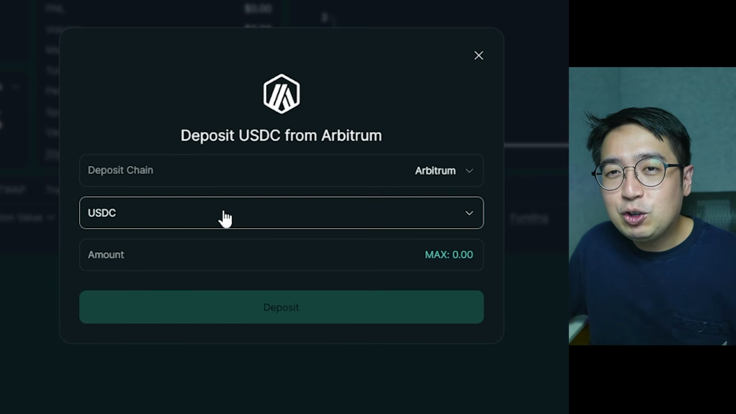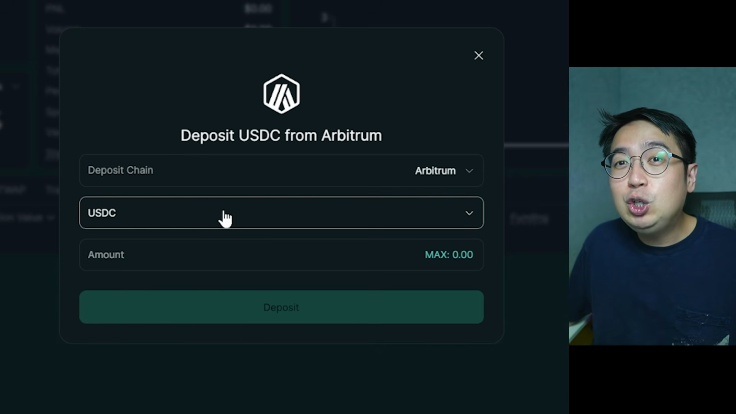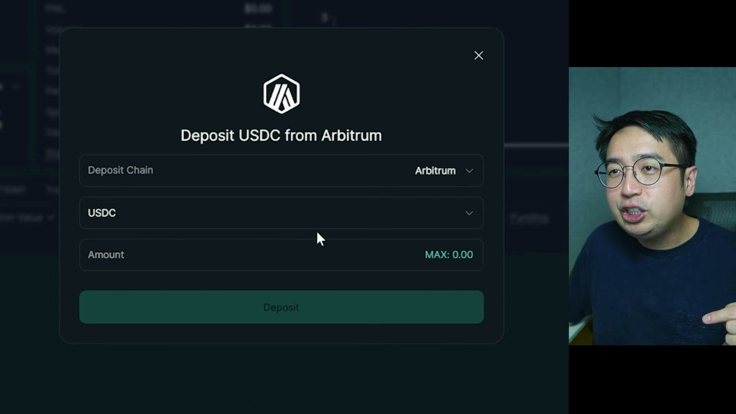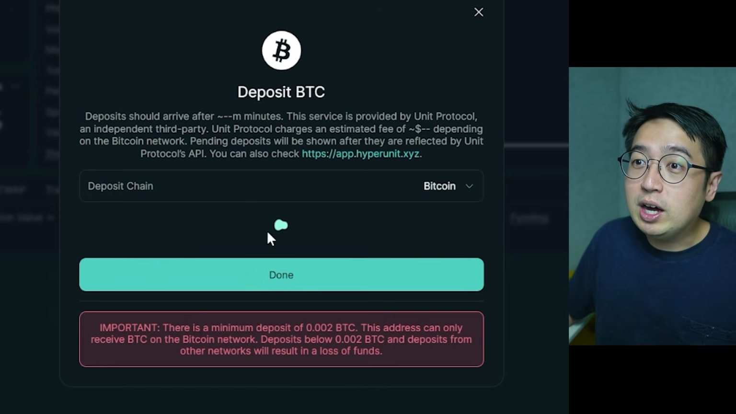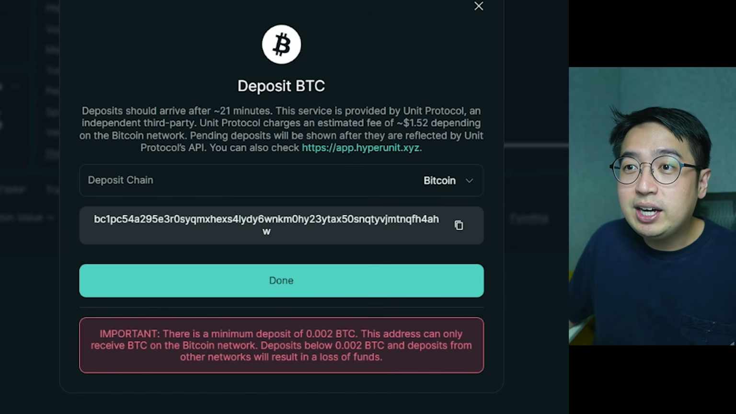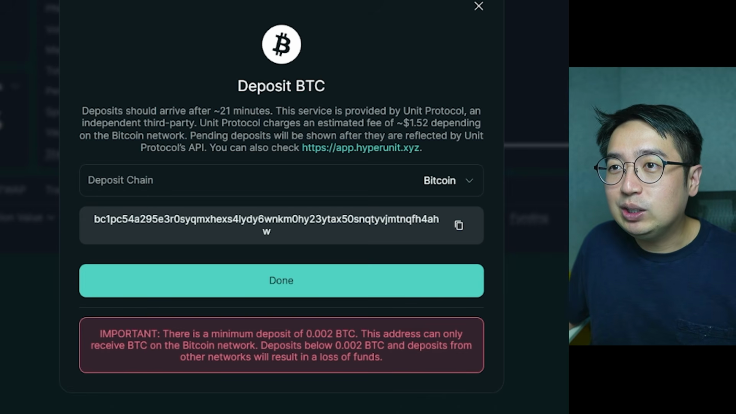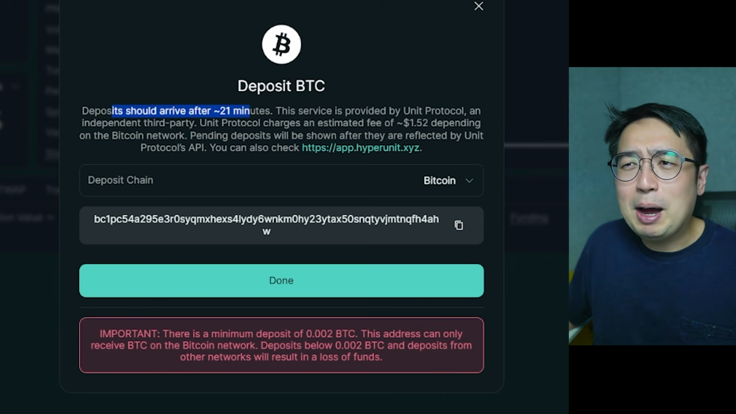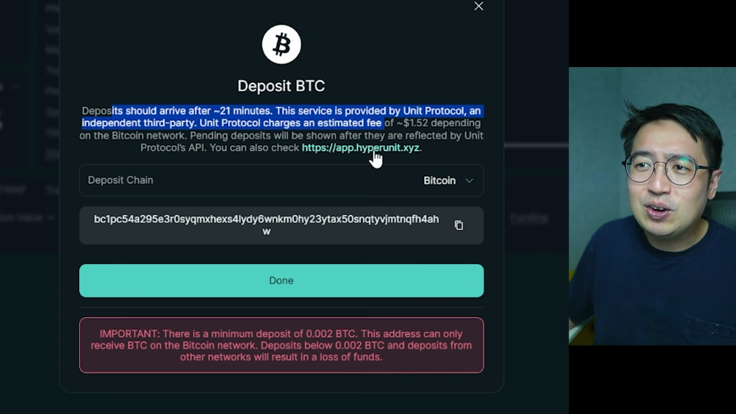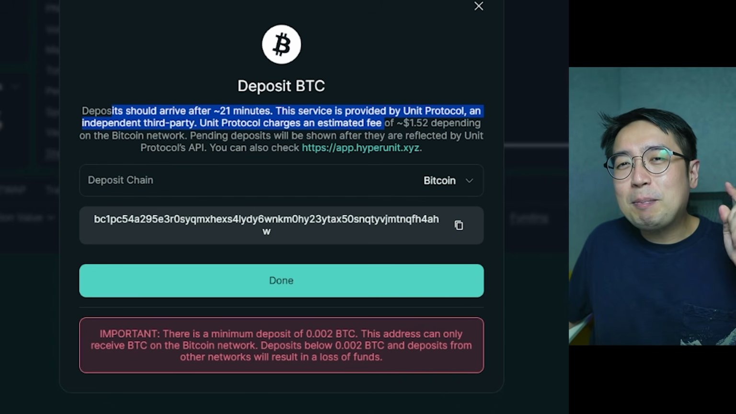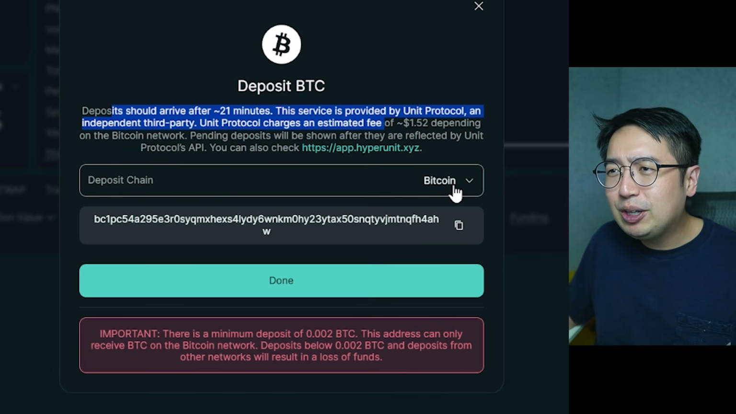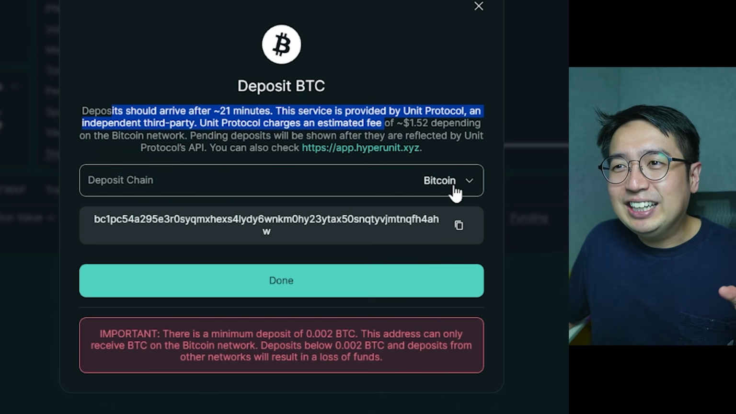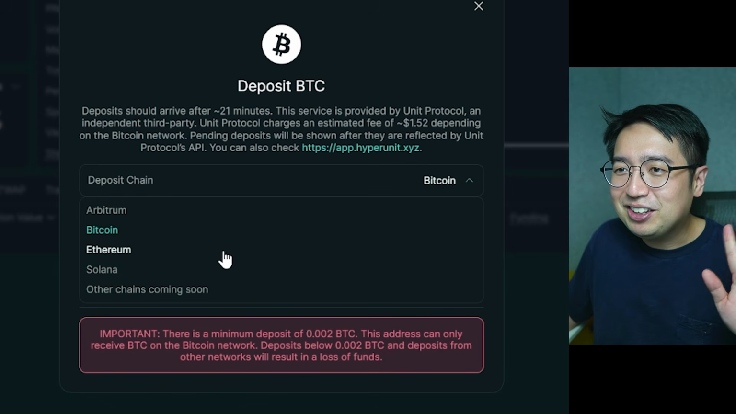If you are on a crypto exchange and you withdraw USDC to the Arbitrum blockchain, you'd be able to deposit that directly into Hyperliquid, or if you want to use Bitcoin, you can do that directly, and it will generate a Bitcoin address for you to send your Bitcoin to. Now, deposits arrive in about 21 minutes, and there are additional costs. This would not be the deposit of choice for myself because it's slow and it's a little scary to move Bitcoin around, in all honesty.